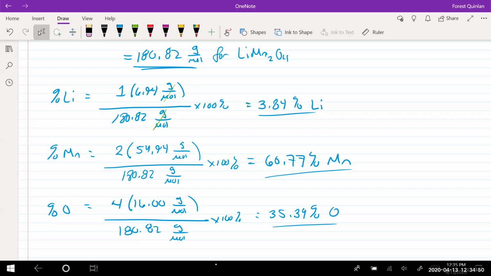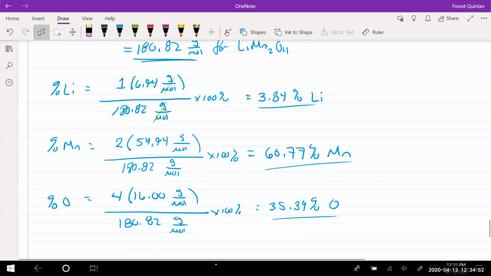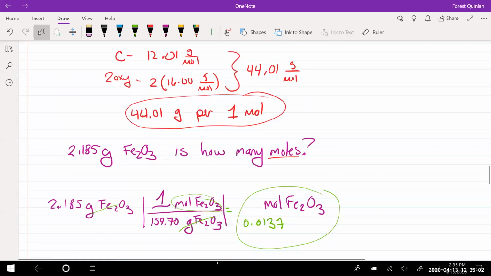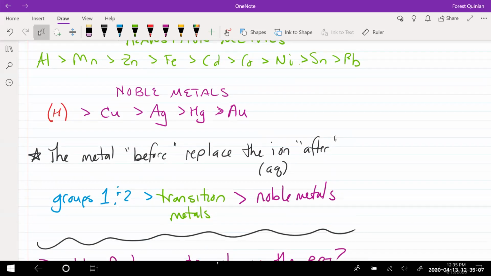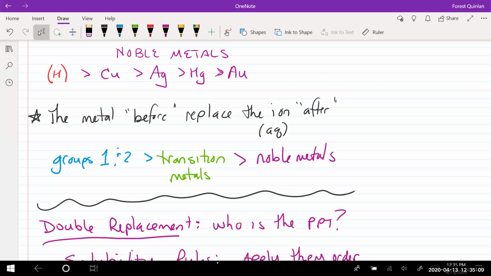Okay. So, what did we learn today? We learned that there's a way of determining whether or not a single replacement is going to occur. We had this guy, groups 1 and 2, greater than the transitions, greater than the nobles. Make sure whoever is the metal, that it comes before the one floating around. Otherwise, it's not going to work.